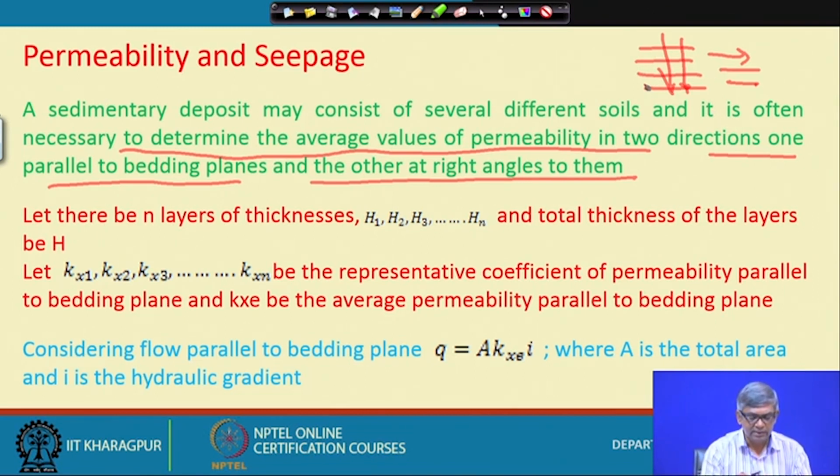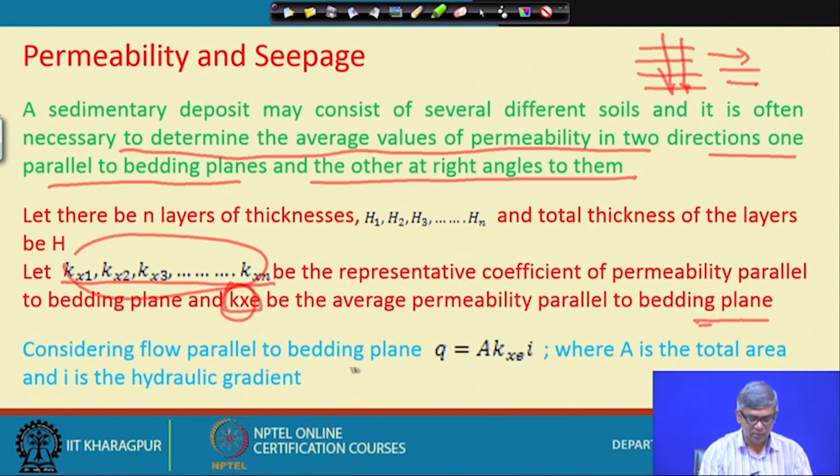Let there be layers of thickness H1, H2, Hn, and the total thickness of the layers is H, and Kx1, Kx2, Kx3 and Kxn be the representative coefficients of permeability in the horizontal direction. Then we can consider the representative coefficient of permeability parallel to the bedding plane, and Kxe be the average permeability parallel to the bedding plane. So this is the respective layer, and this is Kxe, which I am considering as equivalent.